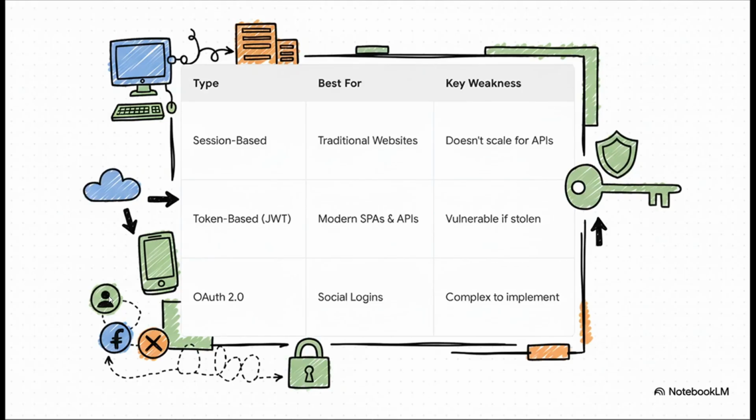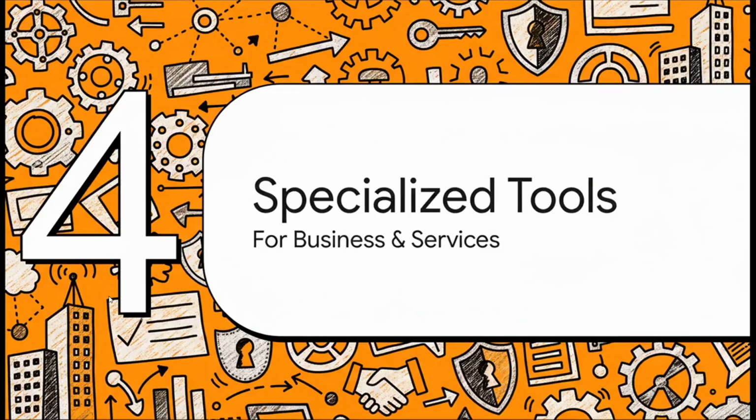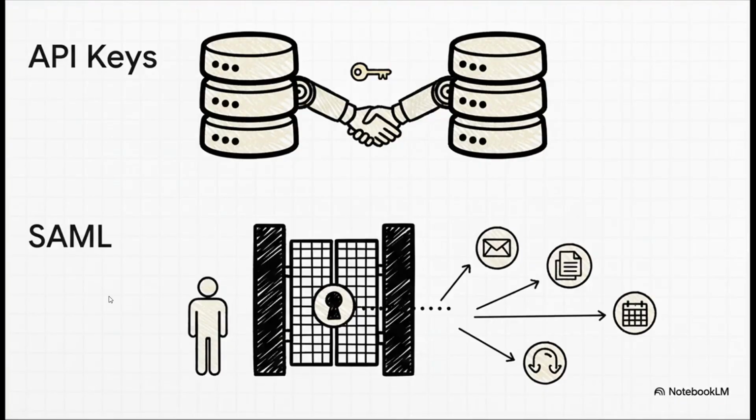So beyond the stuff we use every day, there are also these specialized keys for very specific jobs. This is mostly for businesses and services that need to talk to each other securely without any humans involved. So you've got things like API keys, which are pretty much just a secret handshake that lets two computer programs identify each other. And then you've got the heavy-duty stuff like SAML, which is a protocol that powers single sign-on, or SSO, in big companies. That's what lets an employee log in just one time to get access to dozens of different work tools.